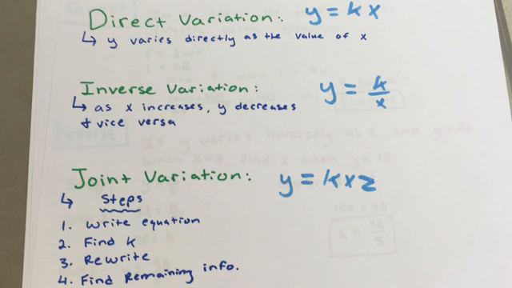Some of the steps are: the first one is write the equation, second, find k, third is rewrite, and fourth is find the remaining information.